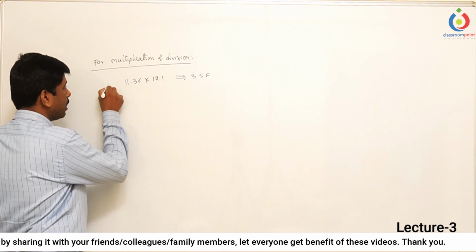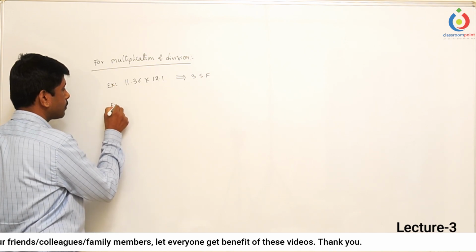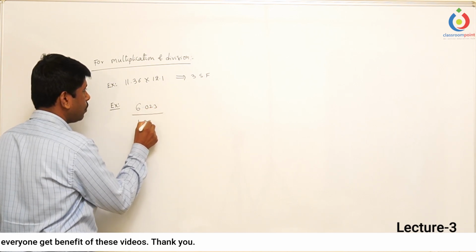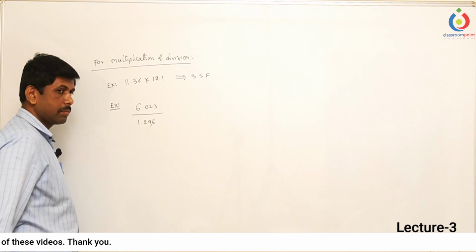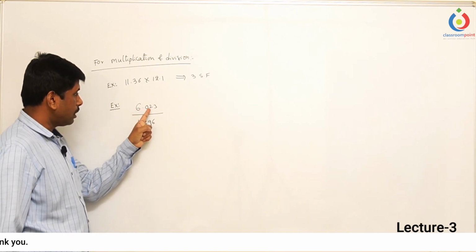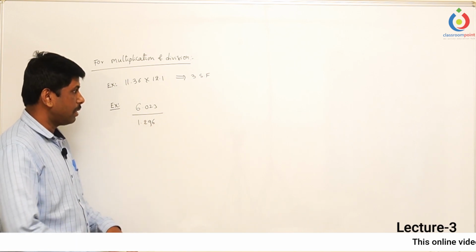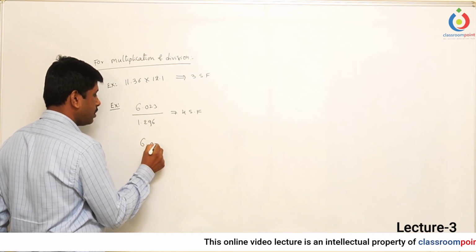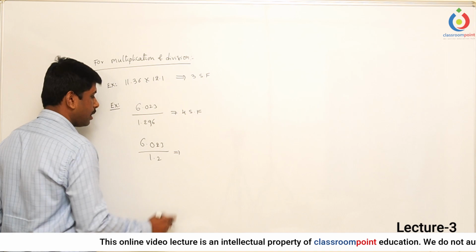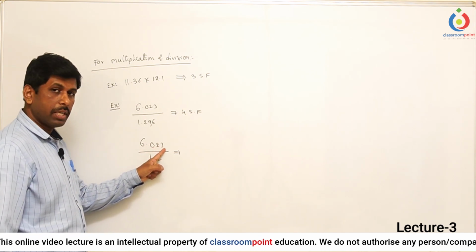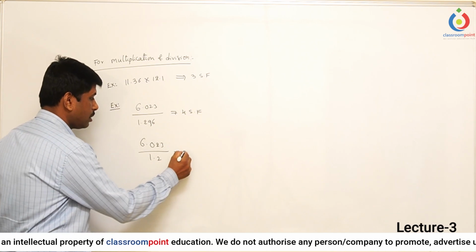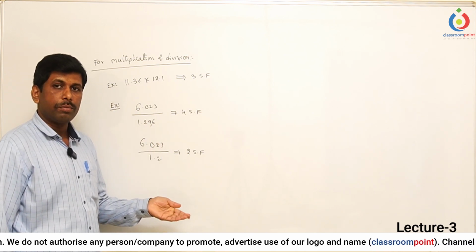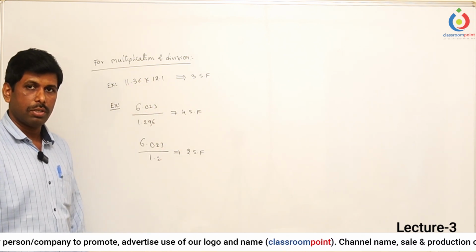Next, let us take another example. 6.023 divided by 1.296 is division. Here 4 significant figures are there. Here also 4 significant figures are there. So the answer must have 4 significant figures. Same question, 6.023 divided by 1.2. Here 4 significant figures, here 2 significant figures. So the answer must have only 2 significant figures. Whatever extra value you are getting, make it rounded off using the rounding off rules.